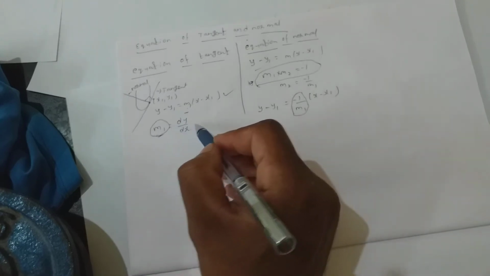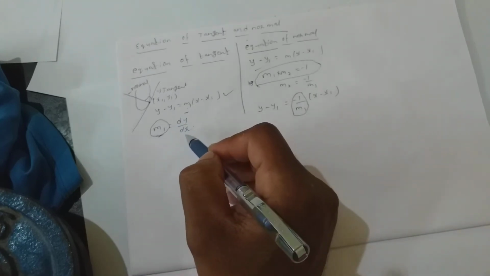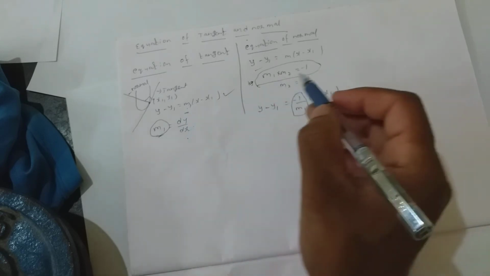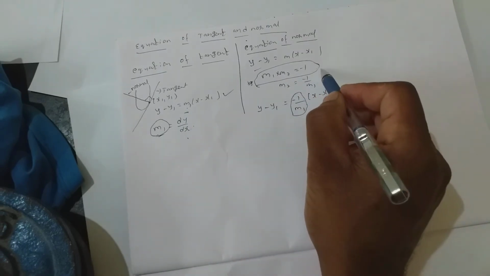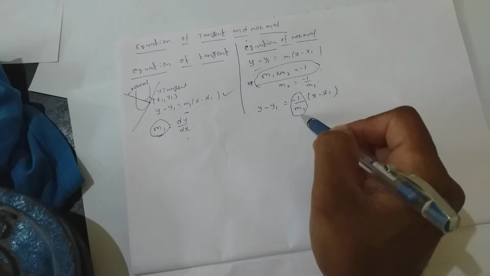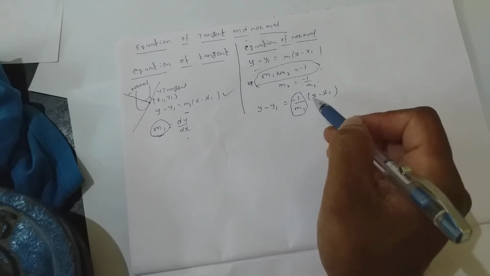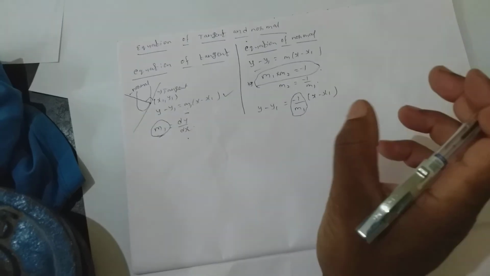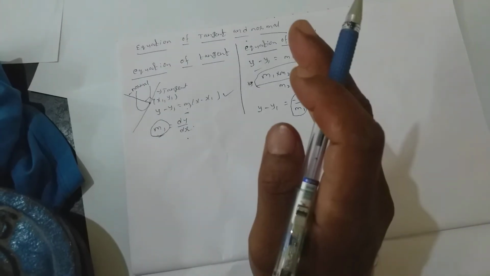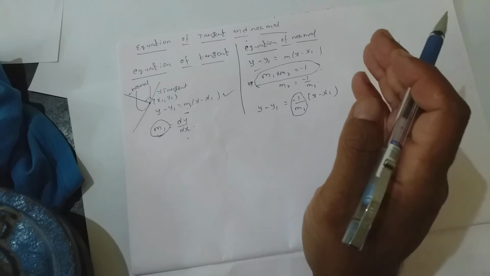Slope of the tangent equal to dy by dx. Whatever value you get here, directly place it. But for the normal, this m1 into m2 equal to minus 1 should be considered. Find out m2, then you need to replace. The difference is only in the slope. Am I clear? That is the difference in finding the equation of a tangent and a normal.